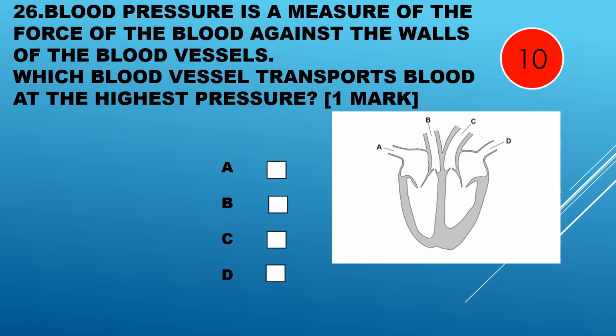Question 27. Blood pressure is a measure of the force of the blood against the walls of the blood vessels. Which blood vessel transports blood at the highest pressure? A, B, C or D? Blood vessel C, which is the blood vessel leaving the left hand side of the heart, is under the highest pressure as it's carrying blood all the way around the body.